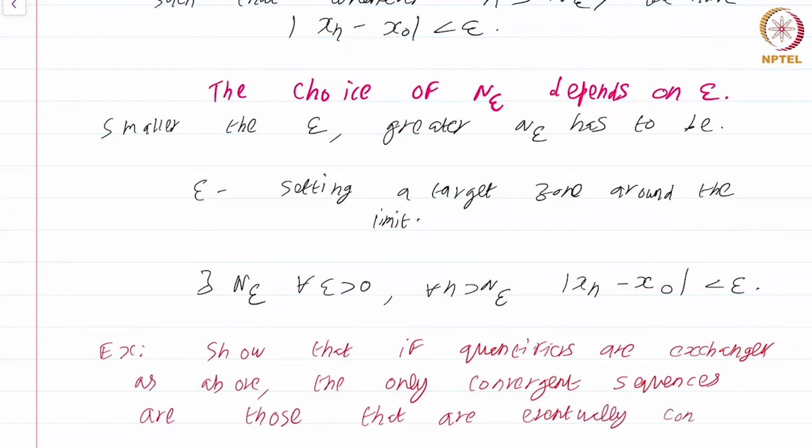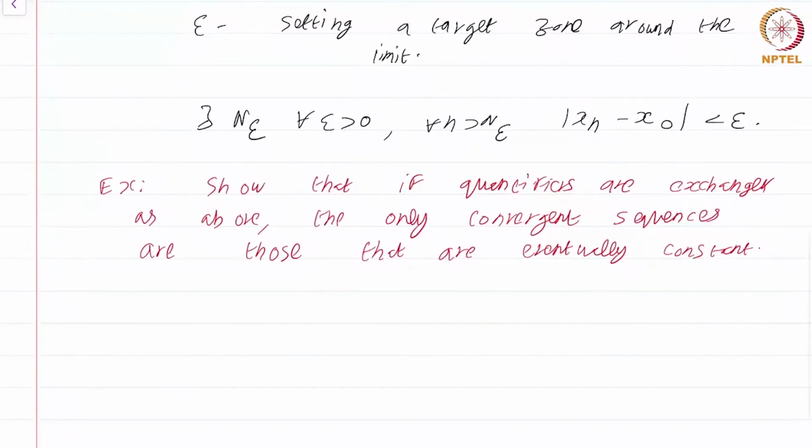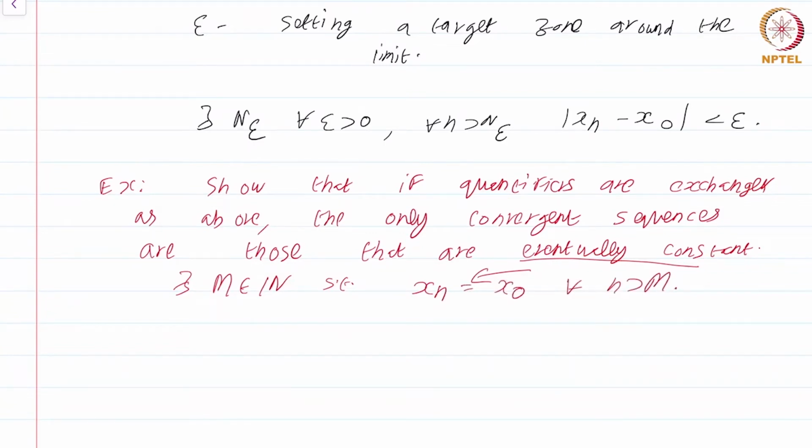What do I mean by eventually constant? Well, eventually constant just means there exists some capital M in the natural numbers such that x_n is equal to x naught for all n greater than M. After a particular point, the sequence just becomes a constant sequence, where that constant is nothing but the limit x naught. Okay, please work out this exercise.